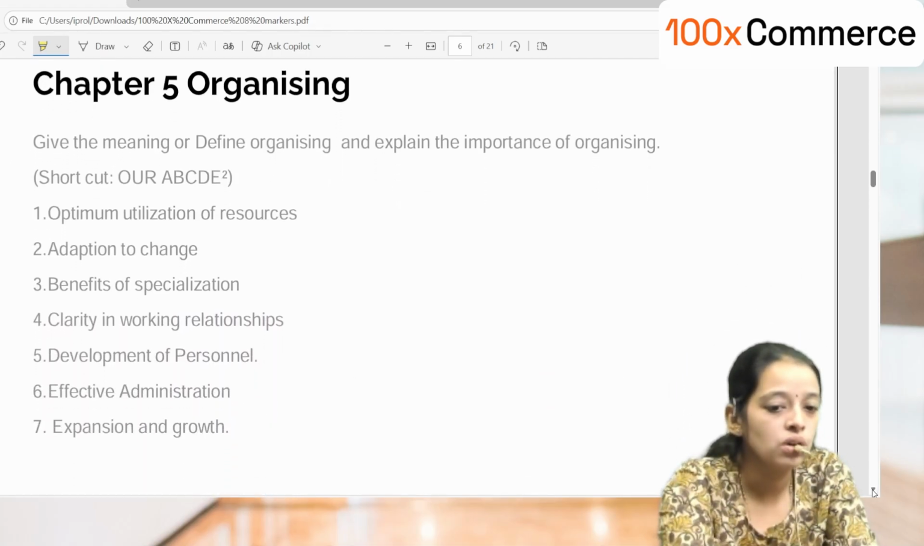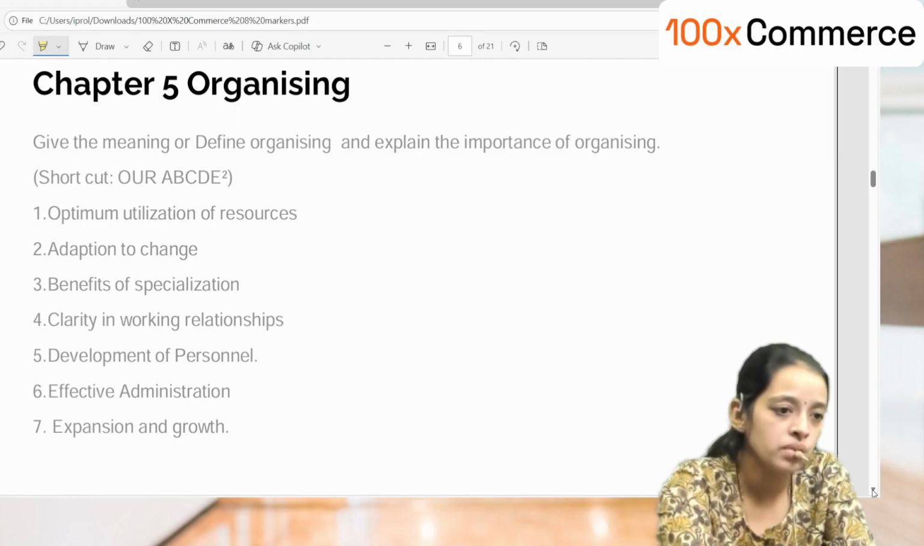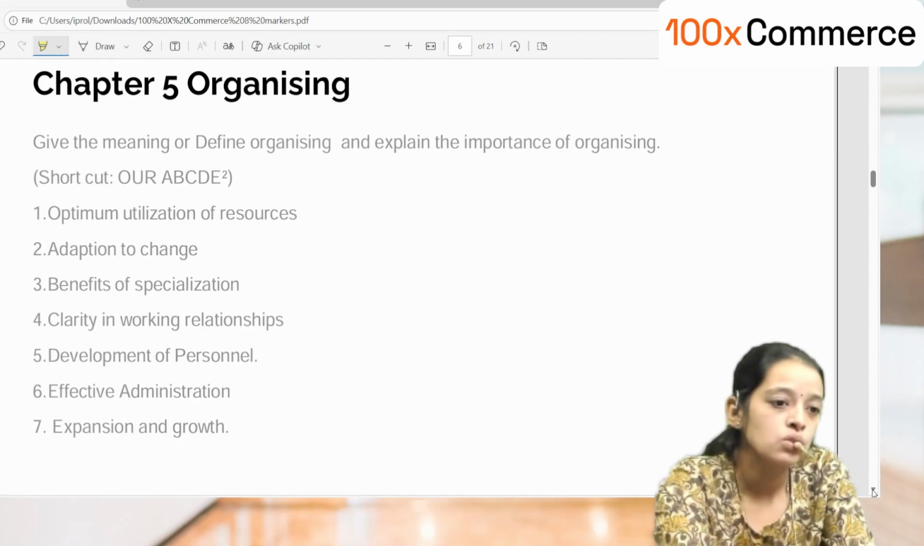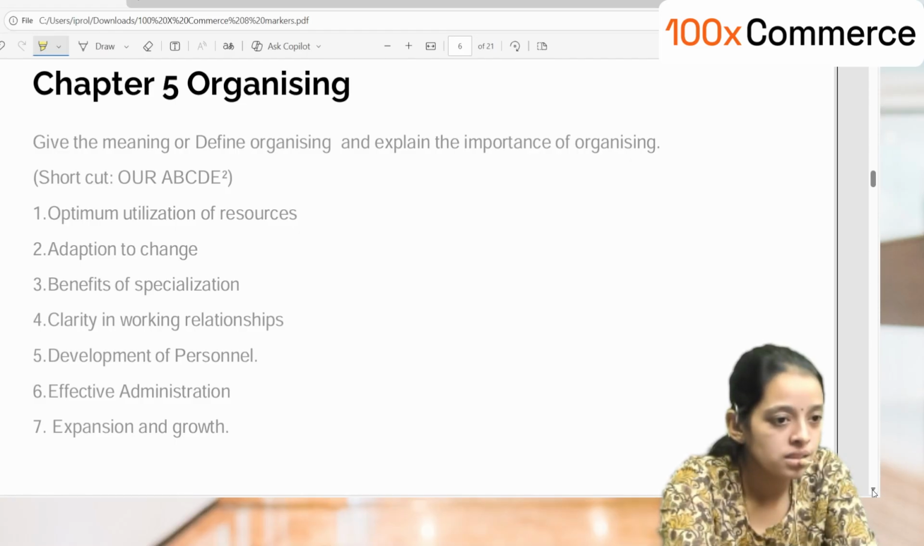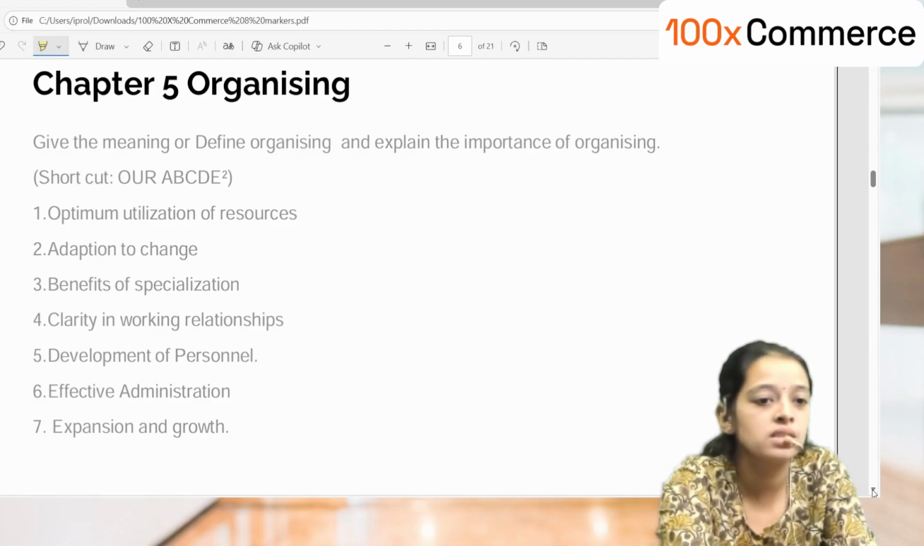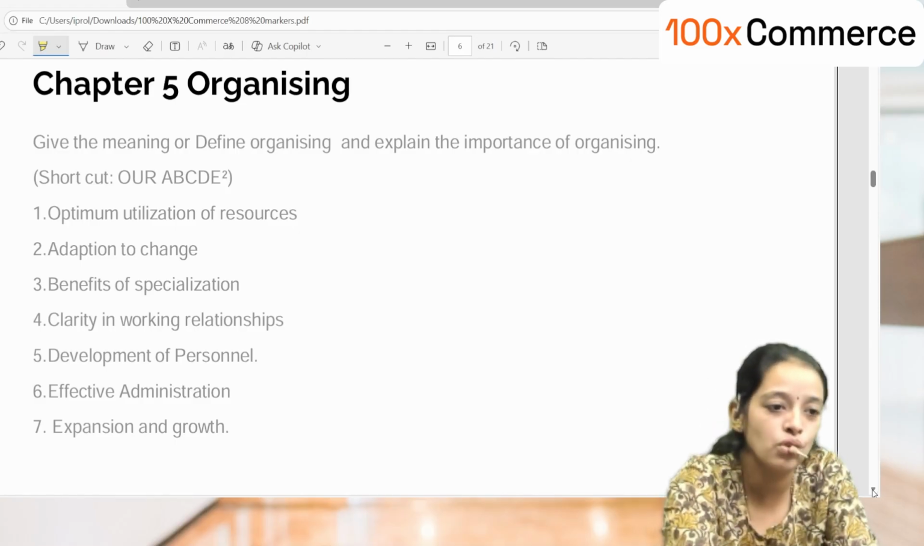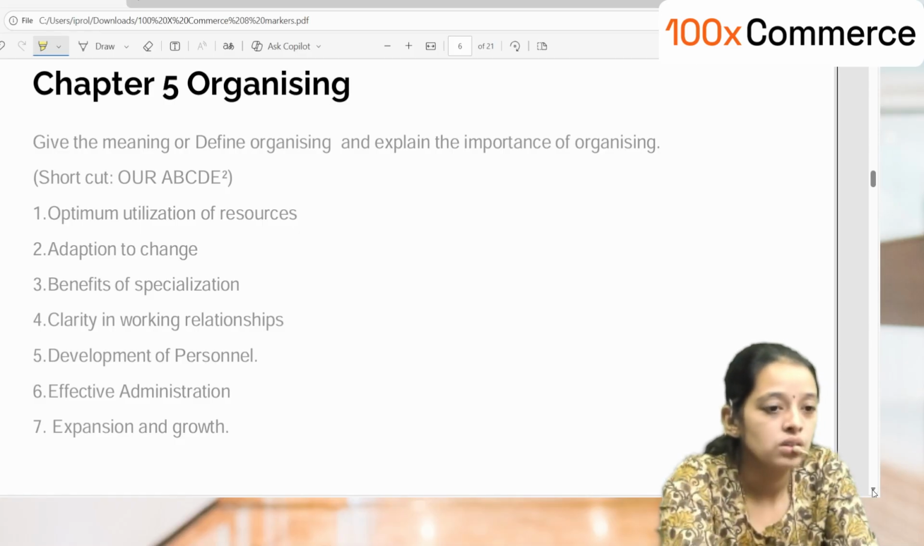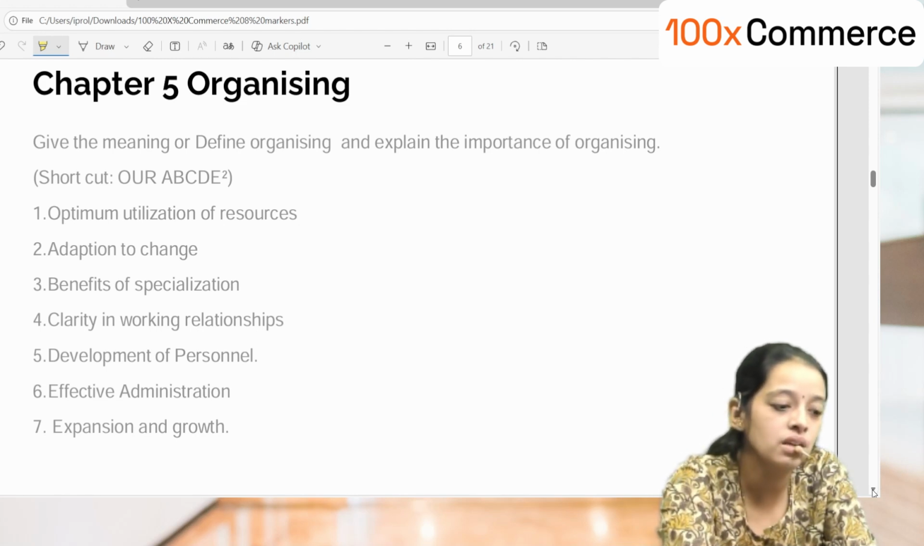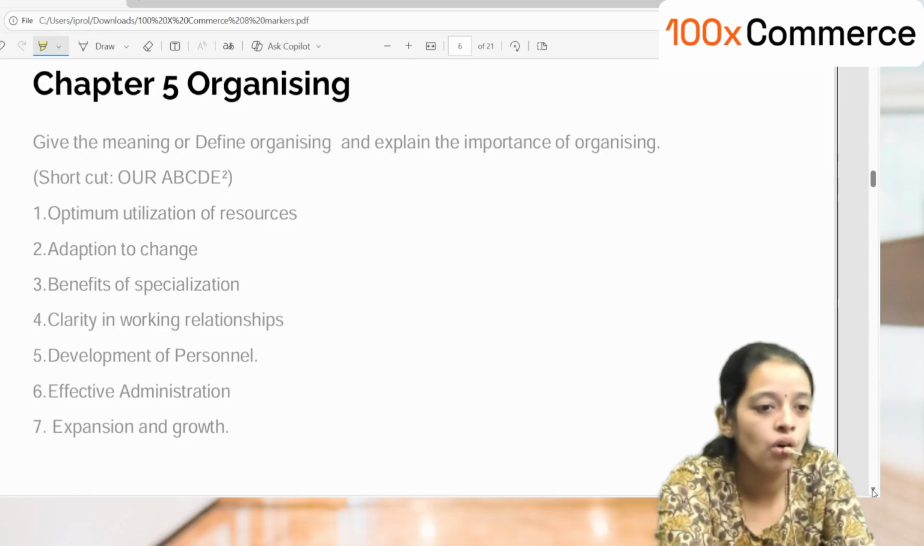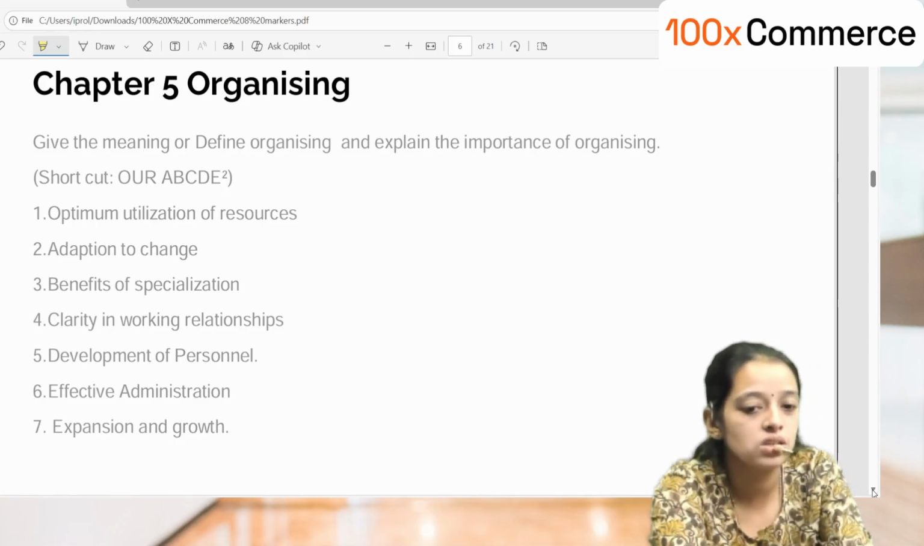Next one, moving on to the next chapter, that is organizing. What do you mean by organizing, or define organizing and explain the importance of organizing, they asked. So organizing is a process wherein all the resources of the business are kept at a proper place or combined in a proper manner in order to achieve the organizational goals.